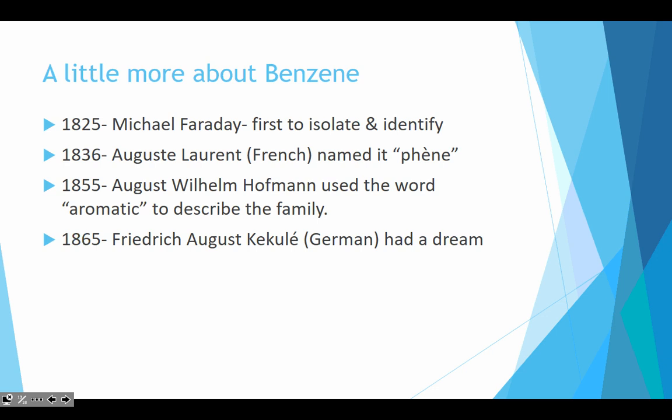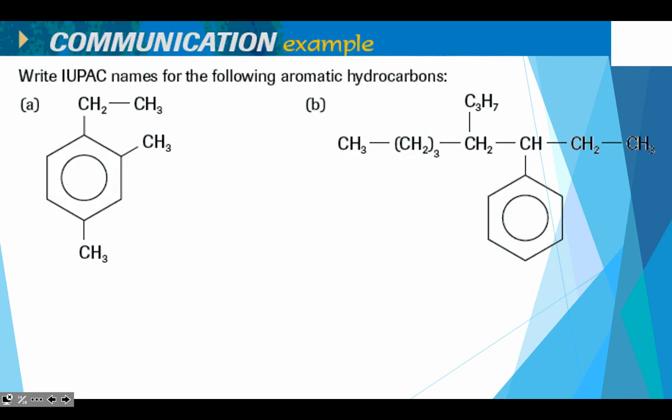In 1825, Michael Faraday was the first to isolate and identify it. In 1836, Auguste Laurent, a French guy, named it phene. In 1855, August Wilhelm Hofmann used the word aromatic to describe the family. And in 1865, Heinrich August Kekulé, a German, had a dream about benzene, go figure, and talked a little bit about the double bonds, saturated, not saturated, things that benzene has or doesn't have, because there are still theories. You're not going to be tested on the dates. It's just a little bit of FYI.